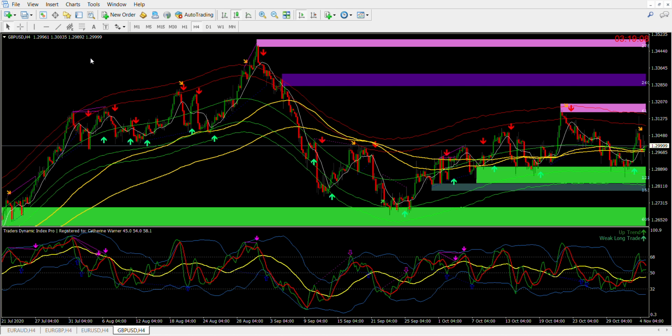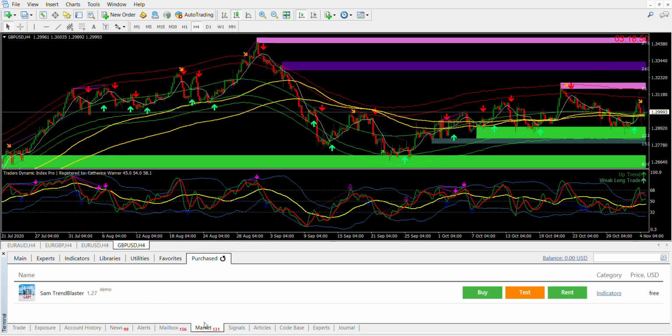When buying this indicator, you can go to the MQL5 marketplace, but one other option is to come here to File, log into your MQL5 community account, then come here to the Terminal, Market, and under Market you can search for Sam's Trend Blaster indicator and buy it here, which saves a lot of hassle of installing it through the marketplace. If you buy it here it's automatically installed and it will show up in your indicator panel.